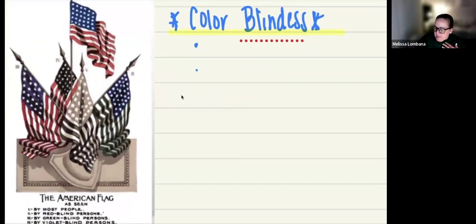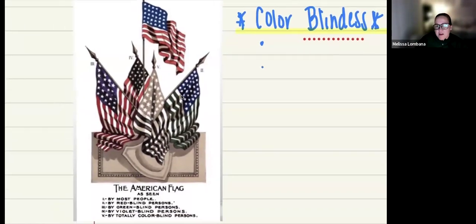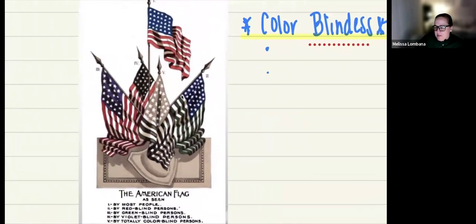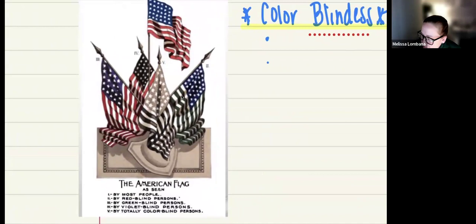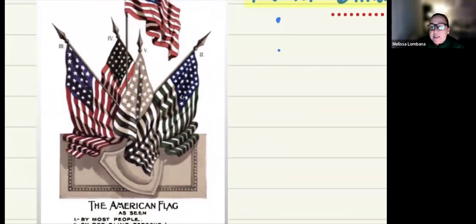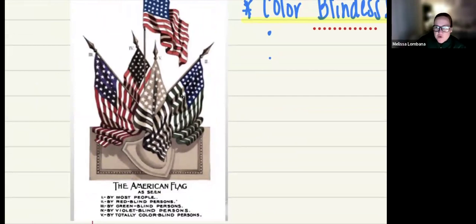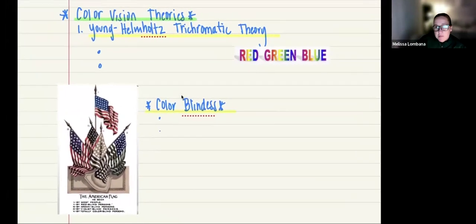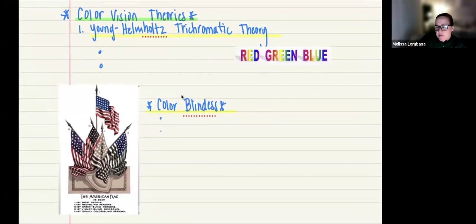So there are different types, right? Here you see this flag. If you have no color blindness, you see the red and blue of the flag. This would be somebody that is missing the red cones, or the red cones are not working properly, so they won't see the red, but they'll be able to see green in there, even though there's no green. And then you have the variety there. You guys can see that. So color blindness is what supports this theory.